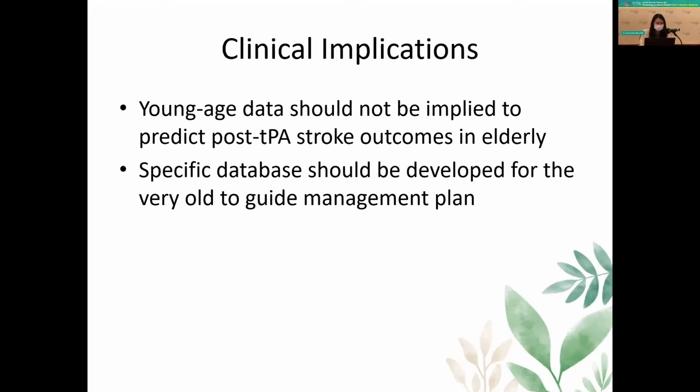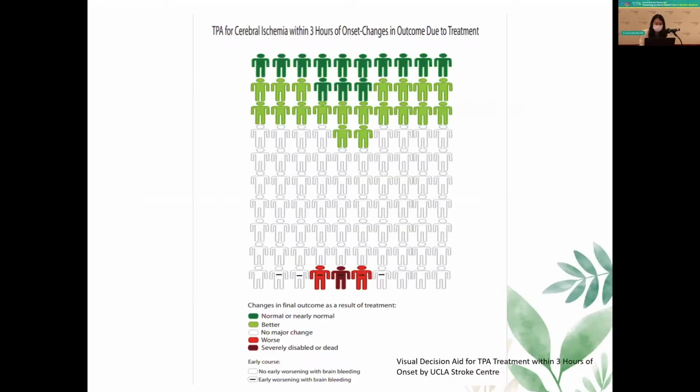One of the implications of this study is that we have shown that young age data should not be implied to predict post-TPA stroke outcomes in the elderly. Though not necessarily due to the TPA, the old had significantly worse stroke outcome. So a specific database, for example, like a visual decision aid, might be developed specifically for this age group to guide our medical treatment plan.